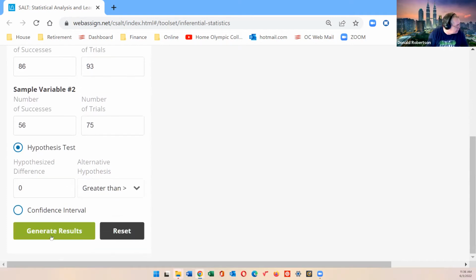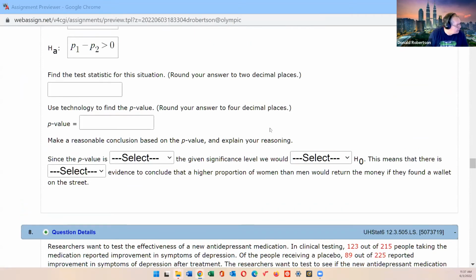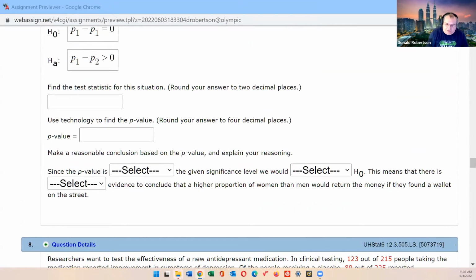Okay, so when I hit generate results, that's the Z statistic they want, and that's the p-value that they want. So I'll go down here, find the test statistic, which we would call our Z-score. And that goes here into 2 decimal places. And then the p-value, which is this guy, is to 4 decimal places. So what's that? 7,008.